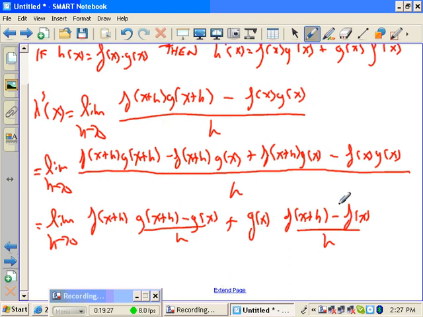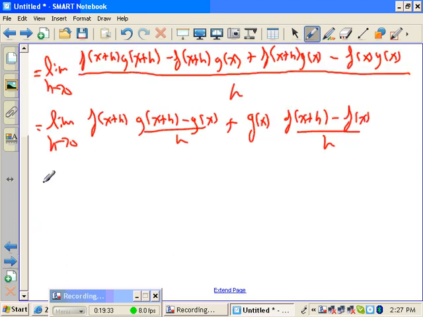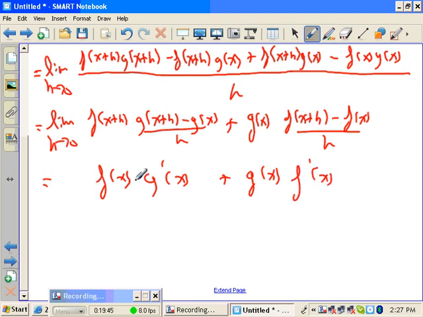Because you know the definition of the derivative of f. You know the definition of the derivative of g. Just by definition, that's all it is. So what did you get? In the limit, this is f of x. This is g prime. Plus, the limit didn't affect this. It was g of x all the way. And f prime. First times the derivative of the second, plus the second times the derivative of the first.